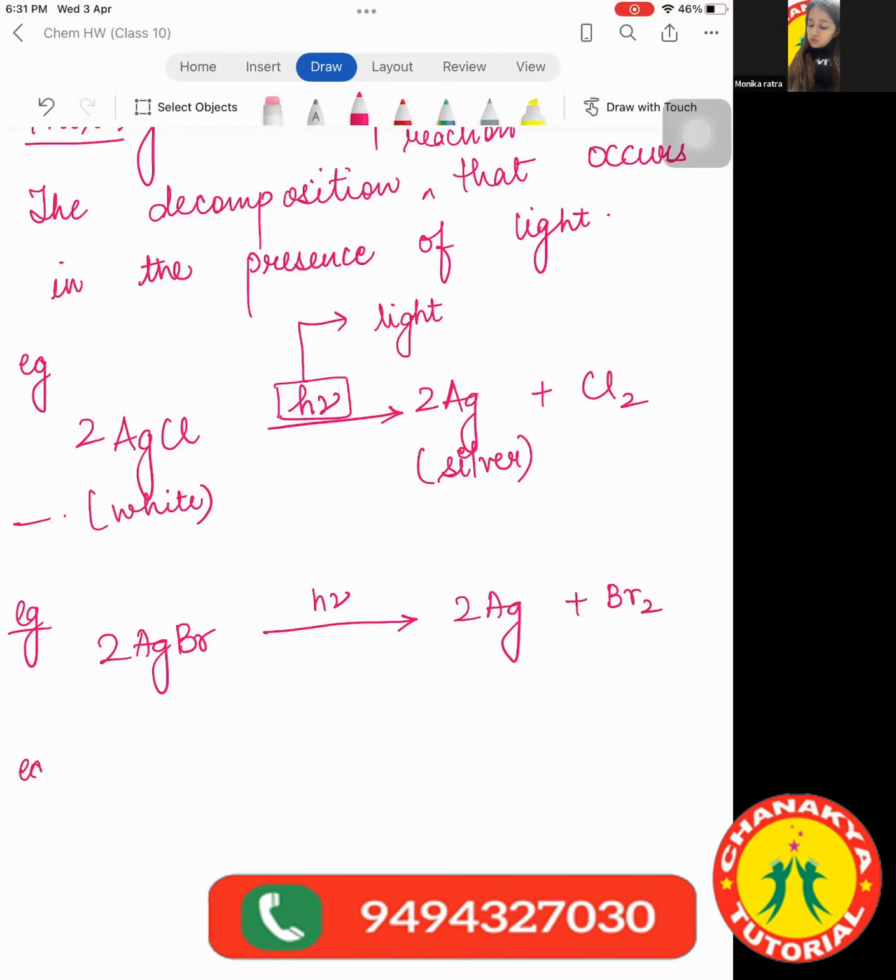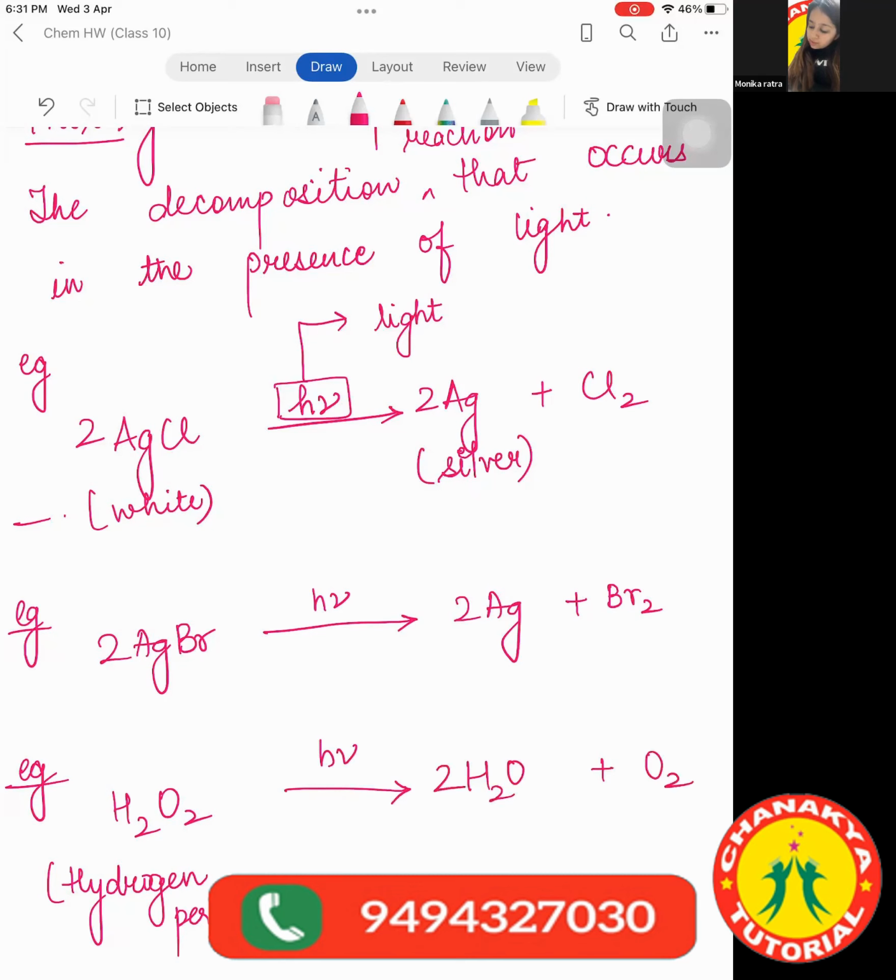Fine. And the last reaction is hydrogen peroxide. In the presence of light, hydrogen peroxide gives us water plus oxygen gas. This is the balanced equation.